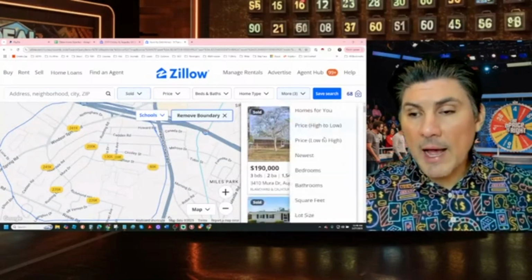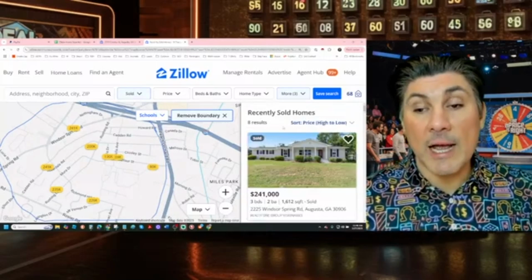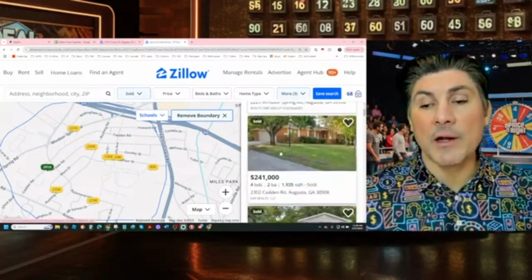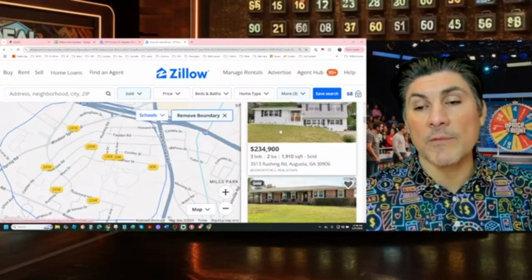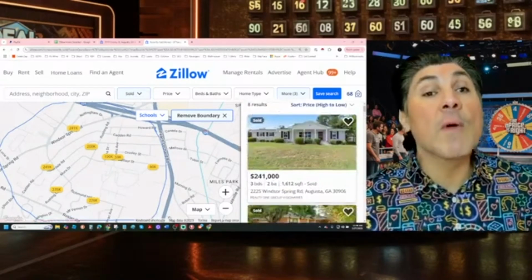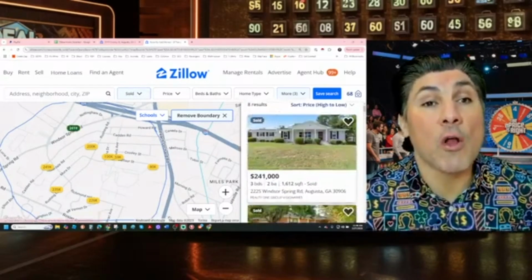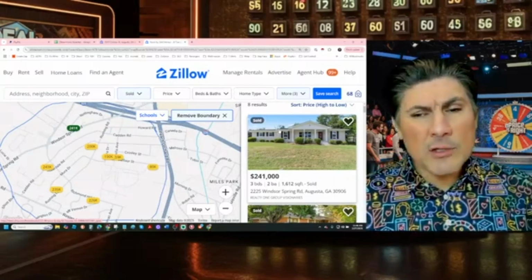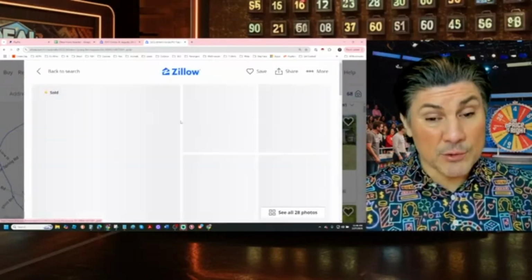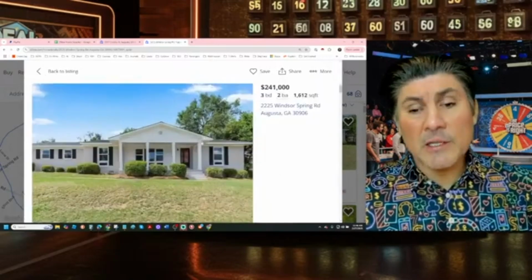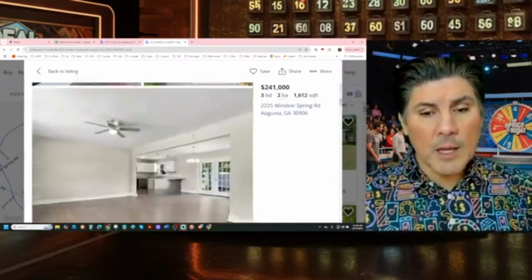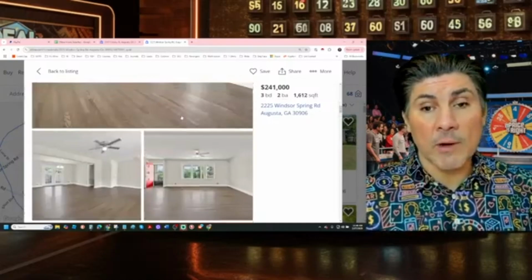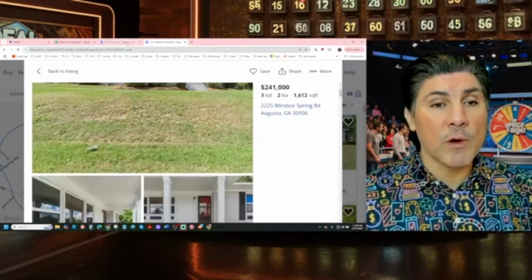Now I'm going to sort it by the highest to lowest because I want to see what the highest is. So the highest is 241, and then another one for 241, and then we've got one for 234. So I'm already starting to see some of the writing on the wall. I'm already starting to see that some of the nicer homes, none of these look flipped or rehabbed to me. That's really what I would like to see. This is a really clean home. It's just not flipped, but it's very, very nice and very, very livable, right? So this one went for 241.